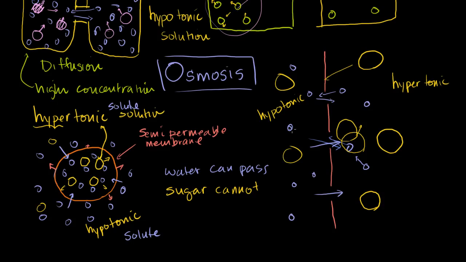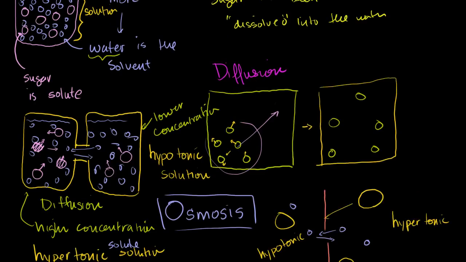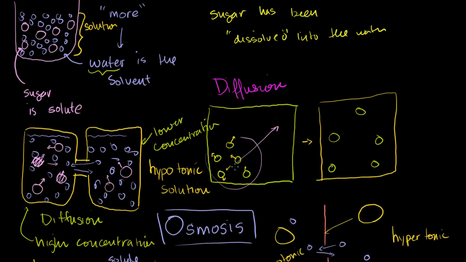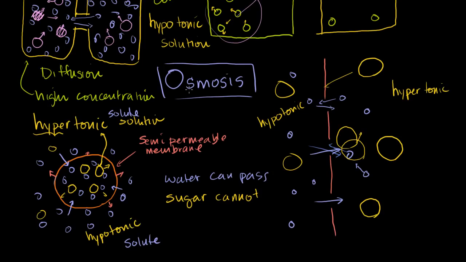But I want to make it very clear. Diffusion is the idea of any particle going from higher concentration and spreading into a region that has a lower concentration and just spreading out. Osmosis is the diffusion of water. And usually you're talking about the diffusion of water as a solvent. And usually it's in the context of a semi-permeable membrane, where the actual solute cannot travel through the membrane.